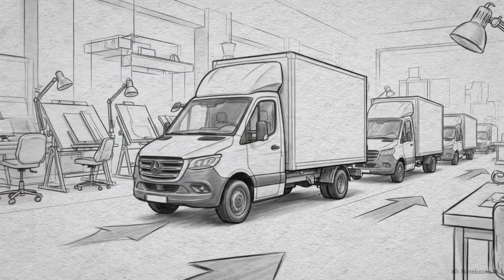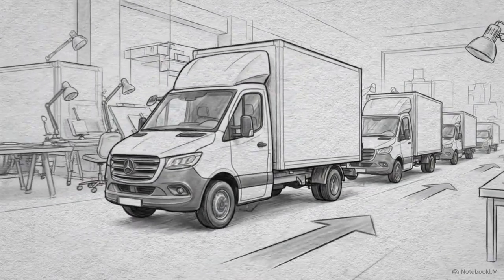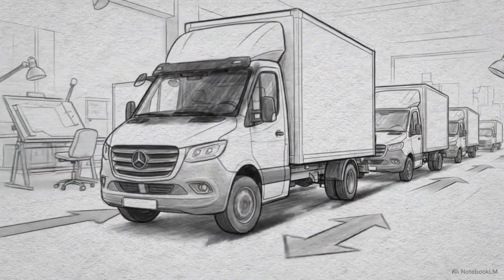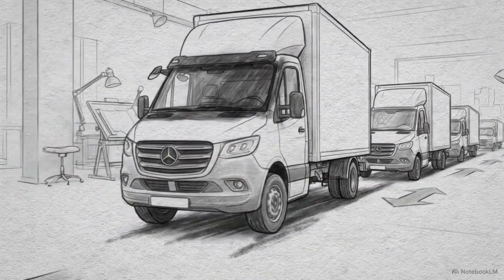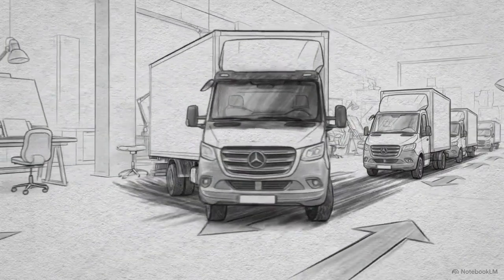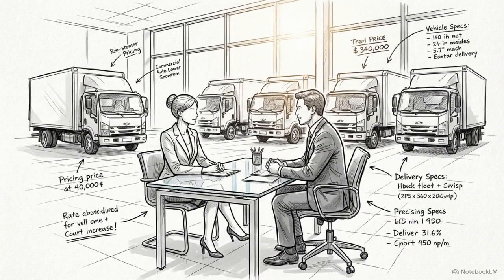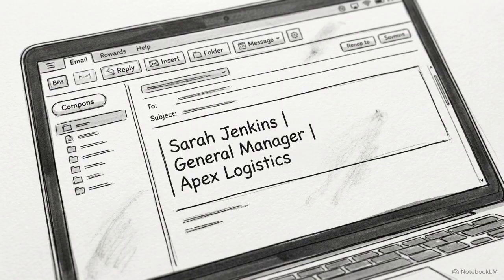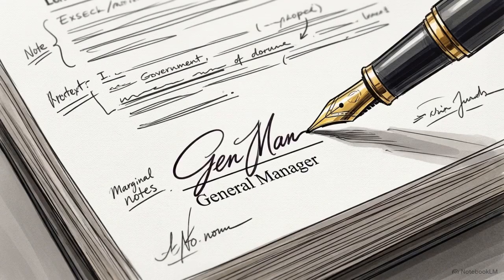Apex Logistics operates a massive commercial transport fleet. Overseeing that supply chain requires constant material acquisitions, a responsibility publicly held by General Manager Sarah Jenkins. Acting in her official capacity, Sarah visits a commercial auto dealership and negotiates the purchase of 5 new delivery trucks. She uses her Apex business cards, coordinates the deal through company email, and signs the $450,000 contract as general manager.